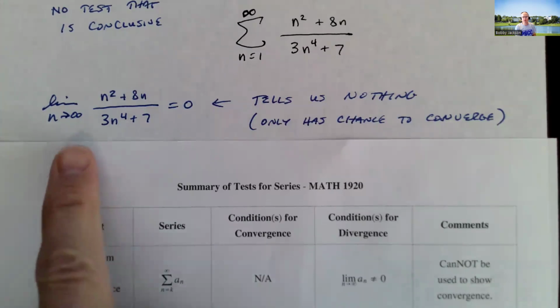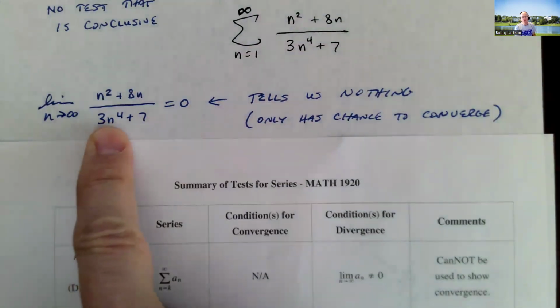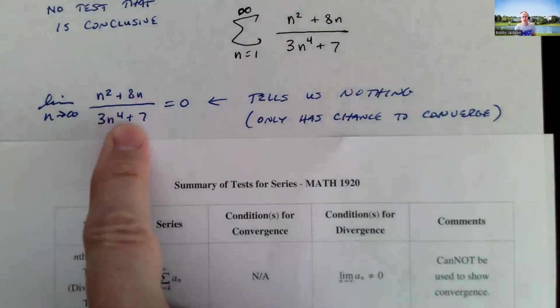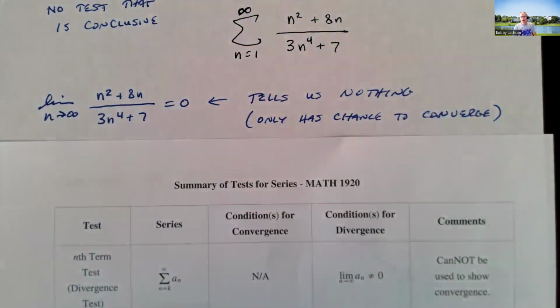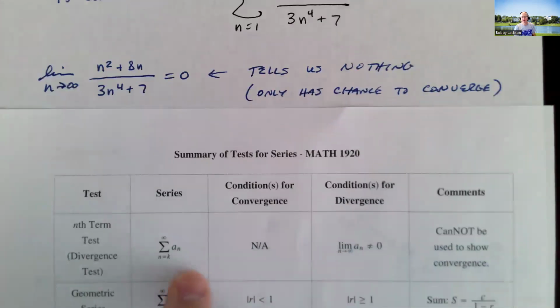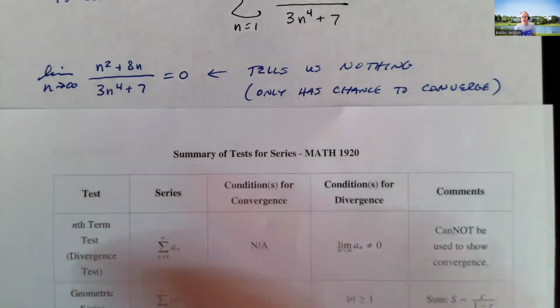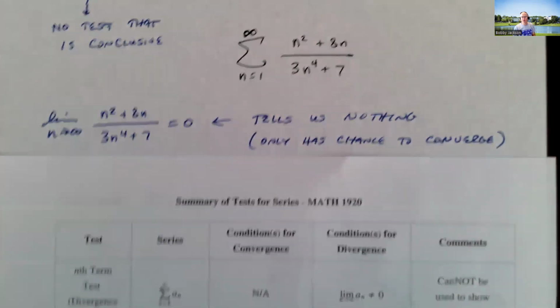What's the limit as n goes to infinity of the terms we're adding up? Well, that goes to zero. Clearly, we've got polynomial functions in the numerator and denominator, and the denominator degree is greater than the numerator degree, so this is going to go to zero. Again, remember, that tells us nothing about this series. The nth term test cannot be used for convergence. Only if this limit is not zero can we conclude that it is divergent. So we don't know yet whether this series converges or not.